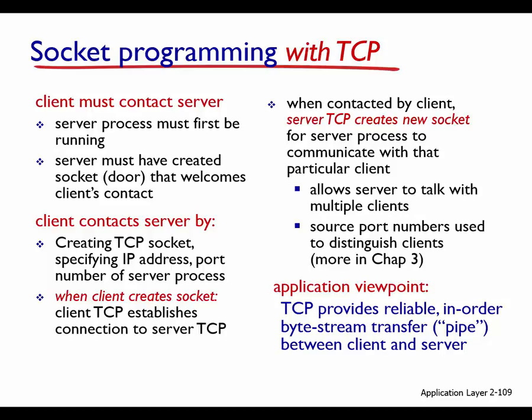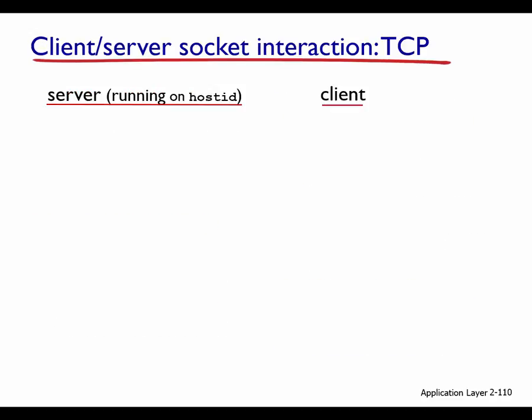We're going to cover this in next week's lecture in more detail. And basically what happens here is that TCP is providing a reliable in-order byte stream transfer, basically a pipe between the client and the server.